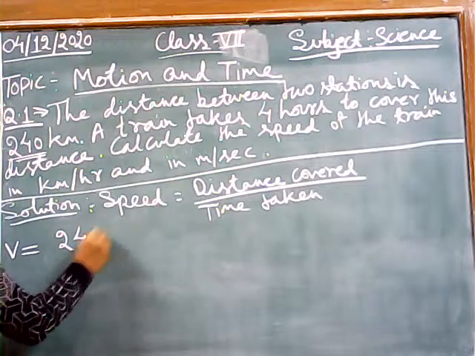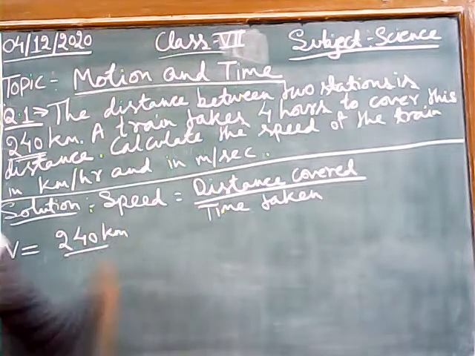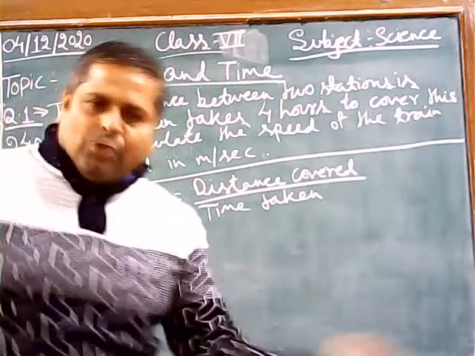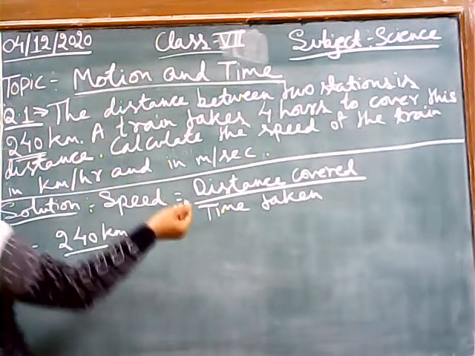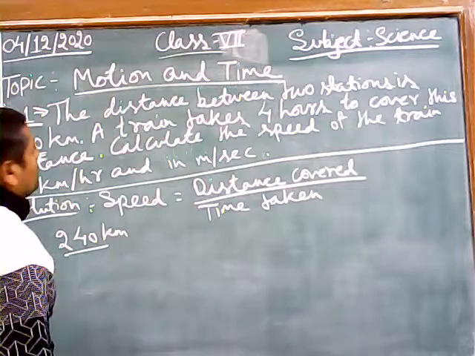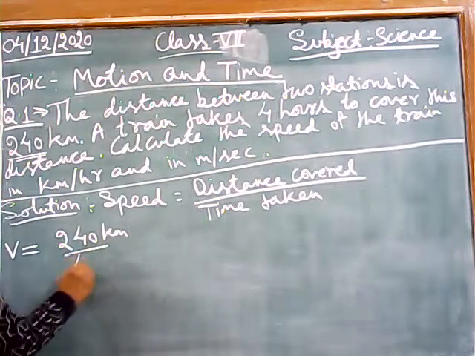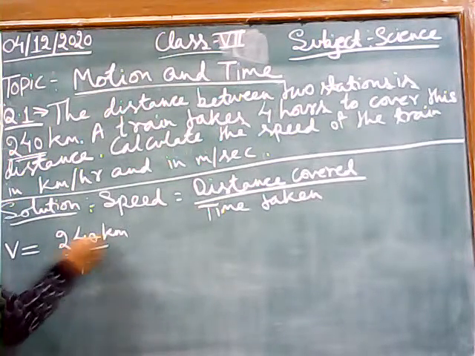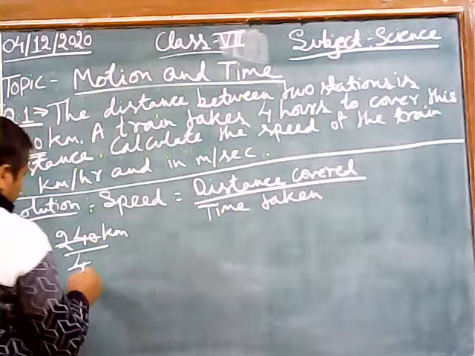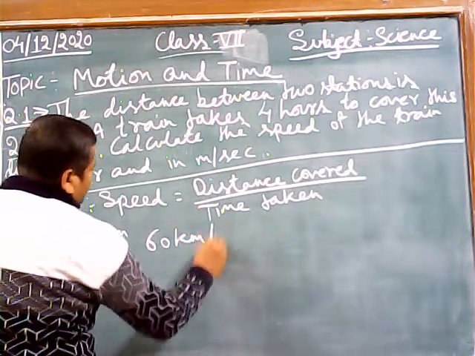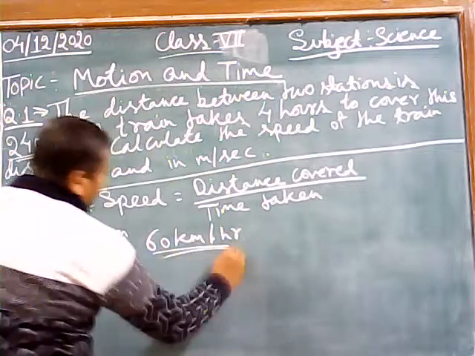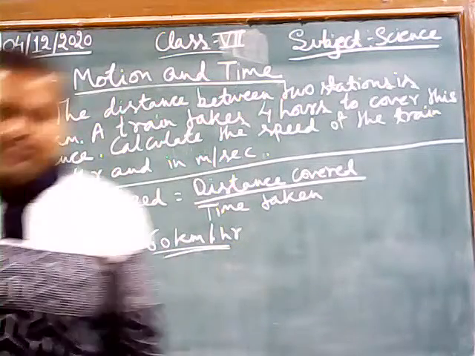So first of all we will calculate in kilometer per hour, and then we will convert it into meter per second. Okay, 240 kilometers in 4 hours. So 4 ones are 4, 4 sixes are 24, 60 kilometers per hour is the correct answer. Yes, Rajab has done it correct.